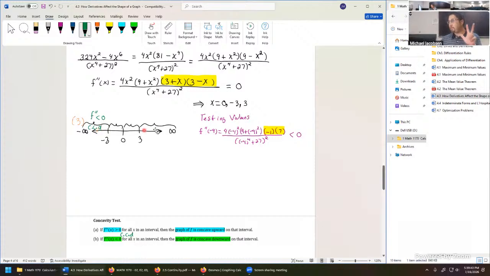So that's 1 down, 3 more intervals to test. But again, same kind of idea as we did in example 1 for increasing, decreasing. Only difference is you're using the second derivative. So it's rinse and repeat. Any questions so far to this stage?